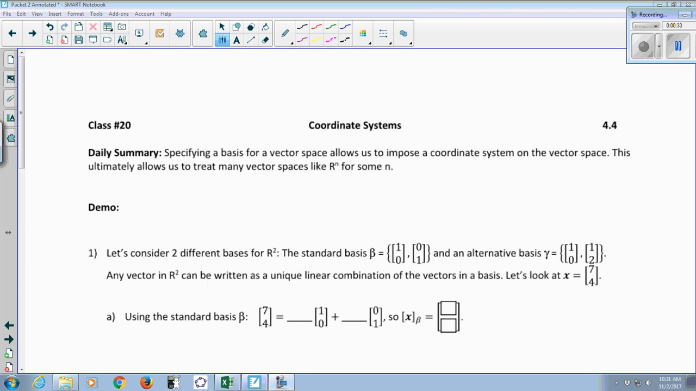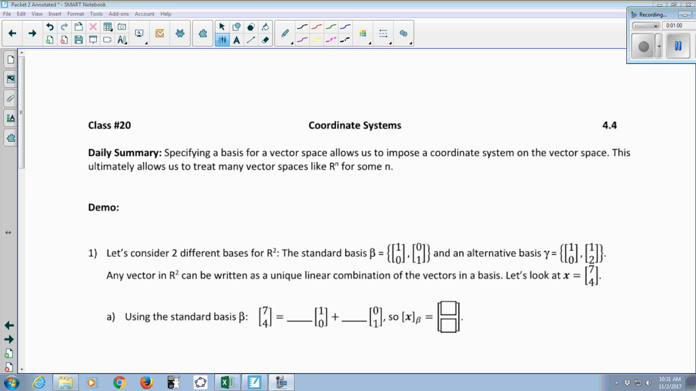All right, so specifying a basis for a vector space allows us to impose a coordinate system on the vector space. So think about the Cartesian coordinate system. That is imposing the basis (1, 0), (0, 1). So we plot all points by saying how far do you go in the (1, 0) direction, how far do you go in the (0, 1) direction. And we call that the standard basis for R2.